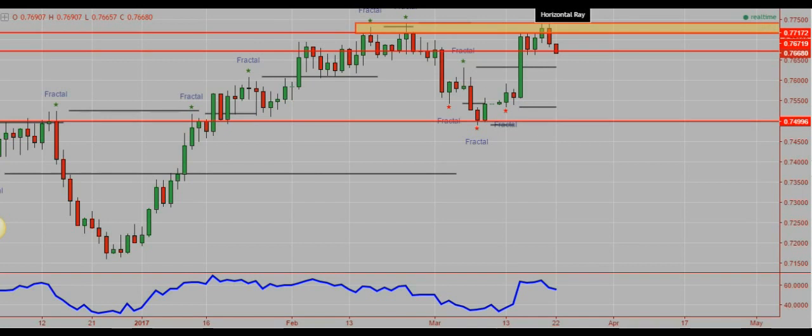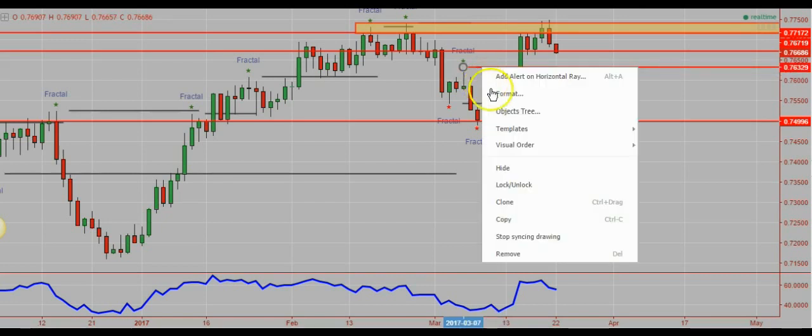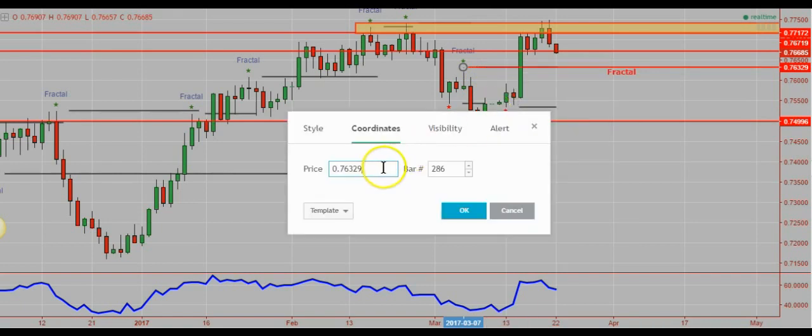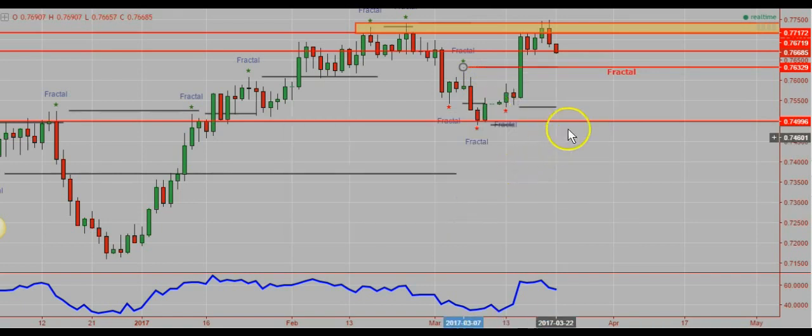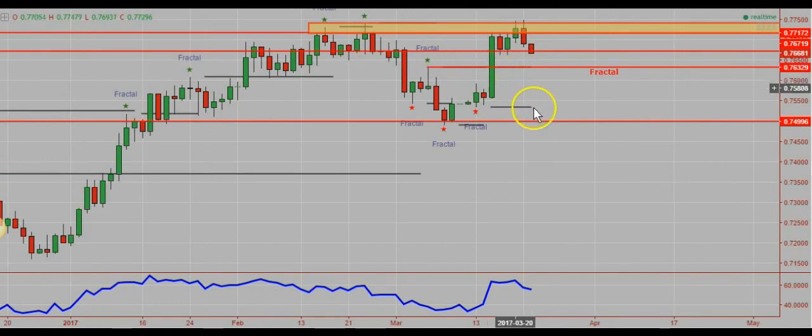So I'm going to mark it here, 76,329, right? We'll put that in here, and we're right on the nose with it. Okay, so we need to get past that level, and then if we get past that level, we could start looking at really attacking this level down here.